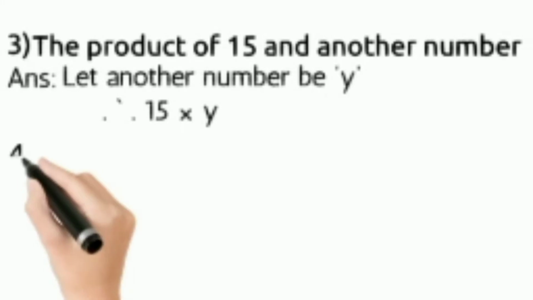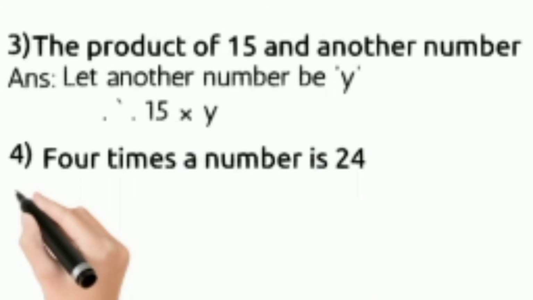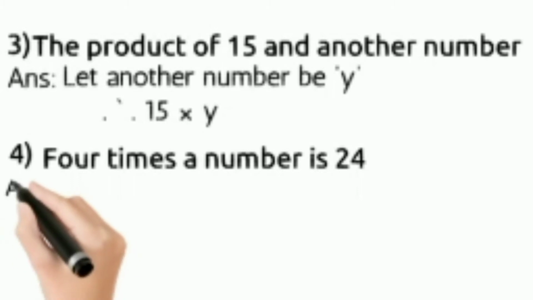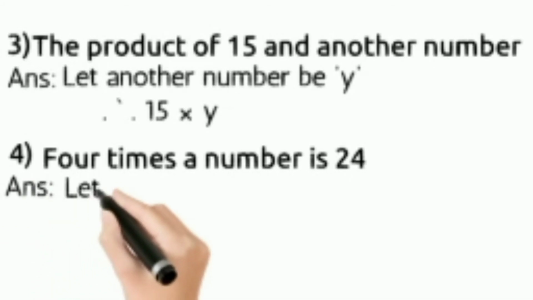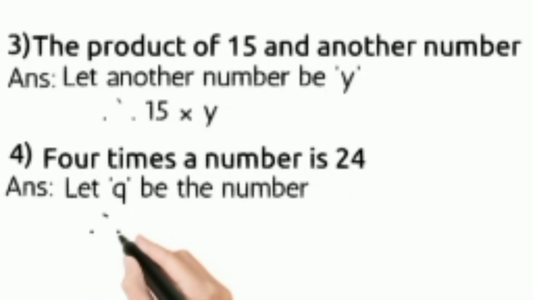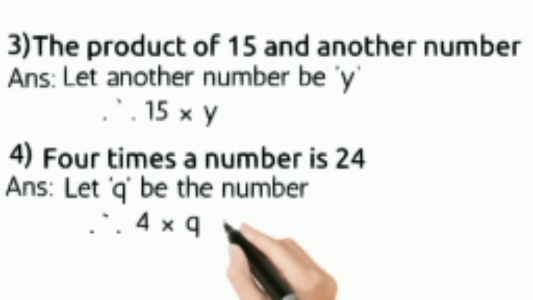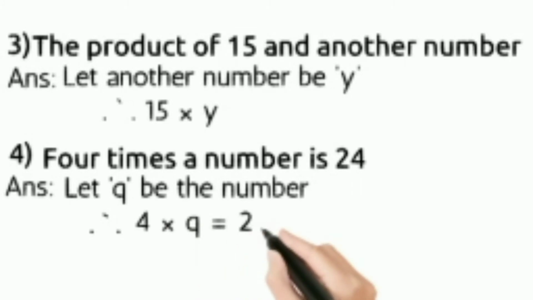The last one, 4 times a number is 24. Here the word times represents multiplication. We will assume a number as q. So let q be the number. Therefore, we can write the answer for the fourth question as 4, and in place of times, we'll write the multiplication symbol, q is 24. So 4 multiplied by q is 24 is the answer.